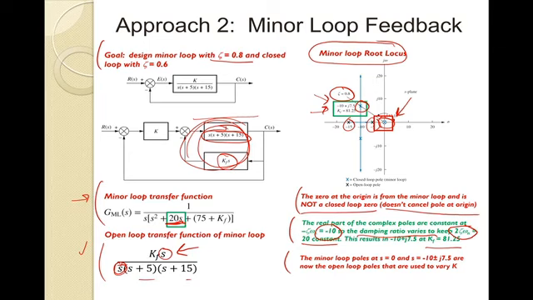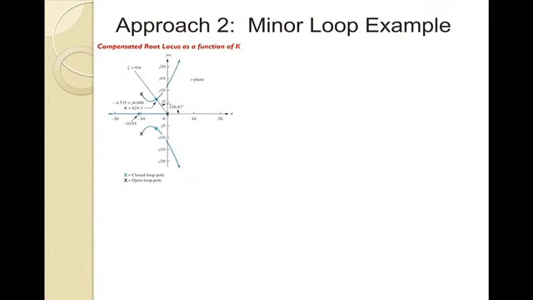So let's restate that. The minor loop poles are at s of 0, and the poles that we found by varying KF, and they are now the open loop poles that are going to be used to vary K, because I've already designed my minor loop and fixed my KF. Now I'm going to use that to vary my K to find a closed loop system with a damping of 0.6. So my open loop poles are going to be 0, and then my minor loop poles based on my KF selection.